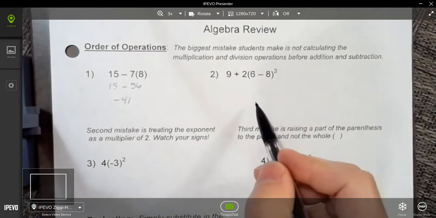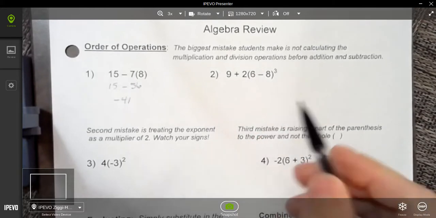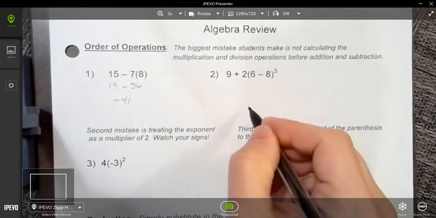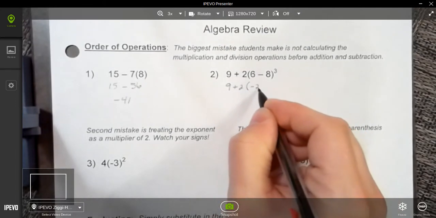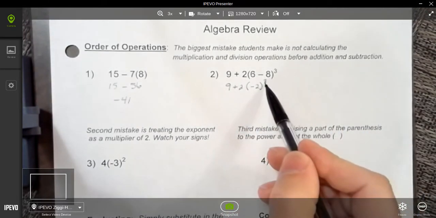Looking at example number 2, again, I've got to think order of operations, and I see an operation inside of the parentheses here. So I'll go ahead and evaluate that first. 6 minus 8 is going to be a negative 2, so I'm going to have 9 plus 2 times negative 2 raised to the third power. And now I'm going to have to evaluate that exponent.